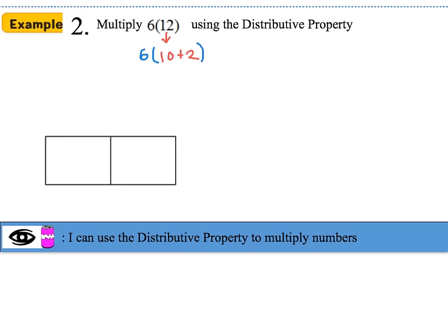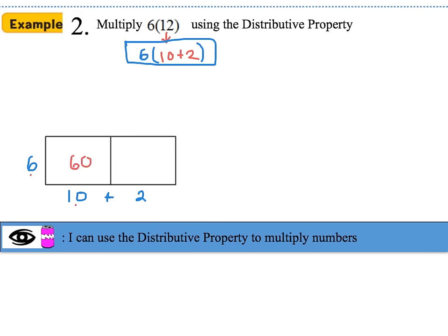So since I have parentheses in this problem right here, I can assume that those numbers go on the outside of my model. So I'm going to place a 6 here. This side is worth 10. This is my plus sign right here where that line is. And this side is worth 2. Let's find the area of these two rectangles. So the first rectangle would be 6 times 10, which would be 60.